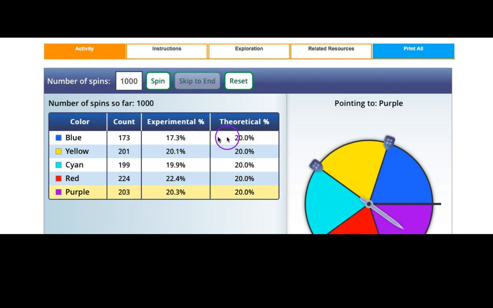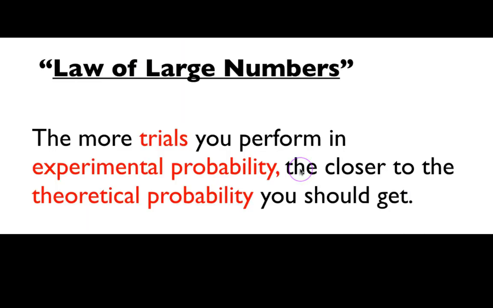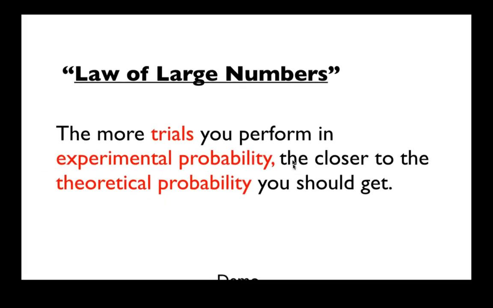Okay, so notice they're all getting really close to 20. But let's continue to spin another 1000. And another 1000. Okay. So here, the results are getting closer to 20. I'm going to spin again. So now we're at 3000. Ooh, notice it's getting a lot closer to 20%. Let's spin again. And again, it's going to continue. So just like the law of large numbers states, the more trials you perform in the experimental probability, the closer you actually get to the theoretical probability you should get.